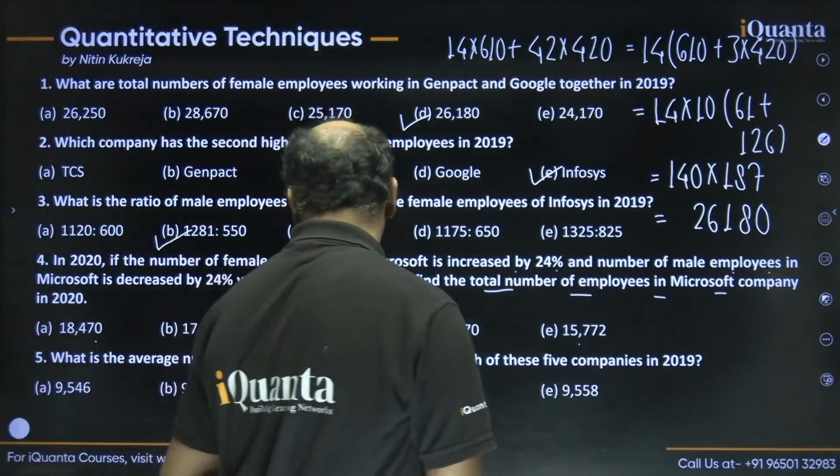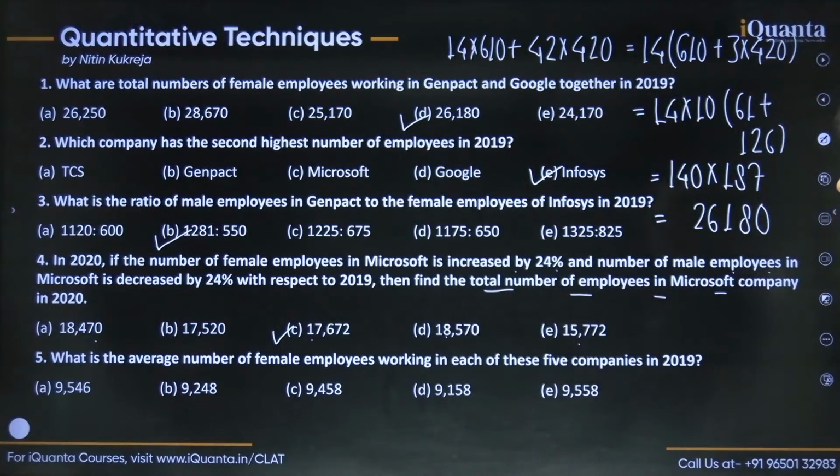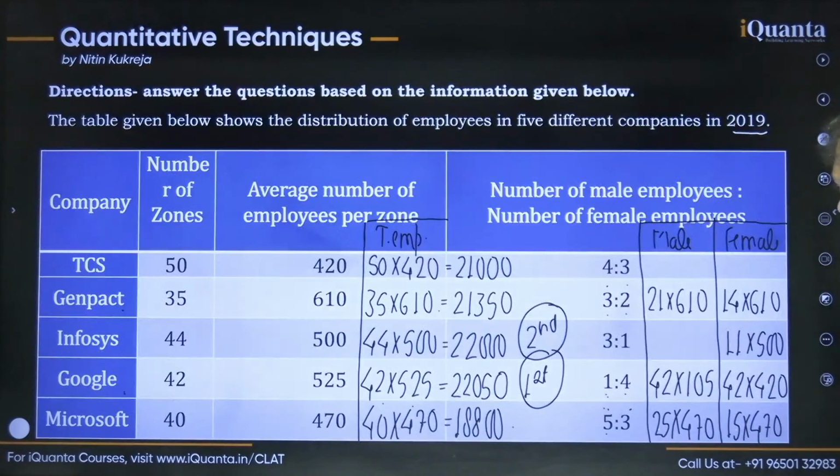Okay, question 5 says, what is the average number of female employees working in each of the 5 companies in 2019? Okay, average number of female employees. So either you find out the female employees in this format as I'm doing, or you can write down the exact number of them as well. Everything is fine, okay? See, we have written female only in the multiplication form so far. So let's complete for TCS as well, okay? Only one company is left.